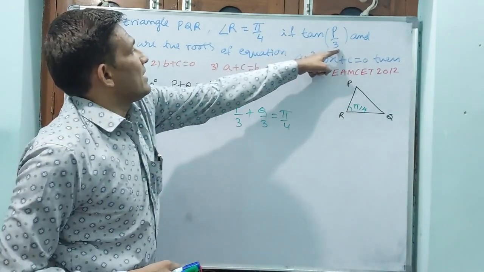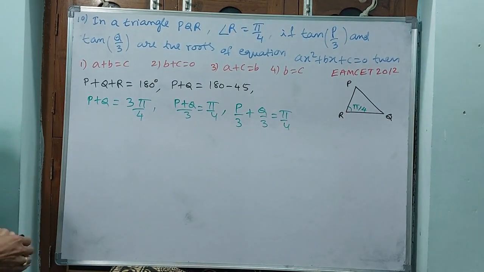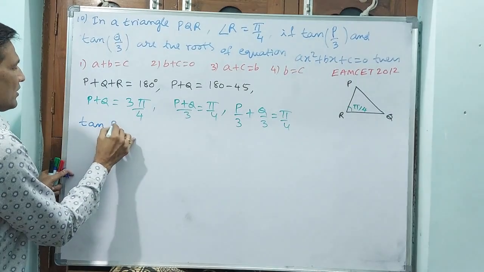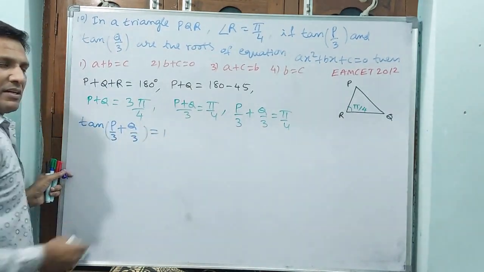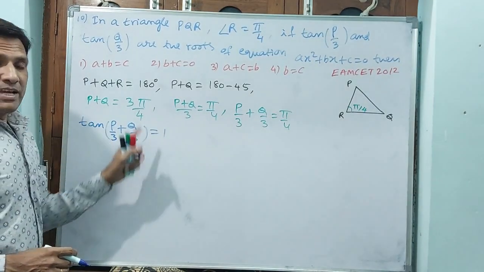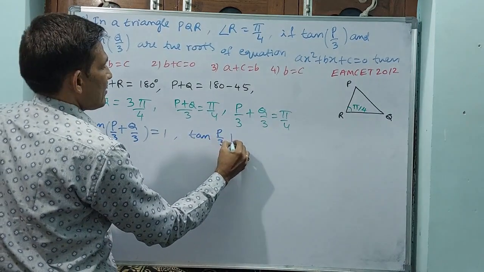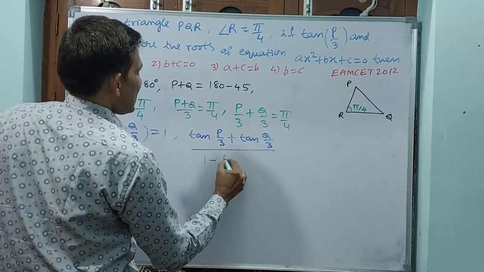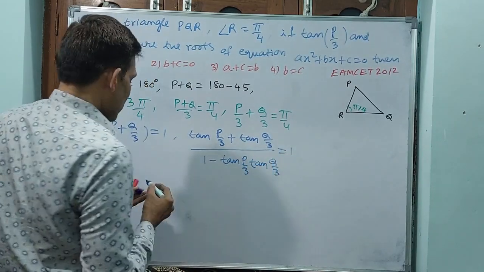Why have I written this? You see here P by 3 is there, Q by 3 is there, and tan is also there. Then you apply tan for both sides. Tan of P by 3 plus Q by 3 is equal to 1. Why? Because tan pi by 4 is 1. That I have directly written. Now, tan of A plus B is tan A plus tan B by 1 minus tan A tan B, that is equal to 1.